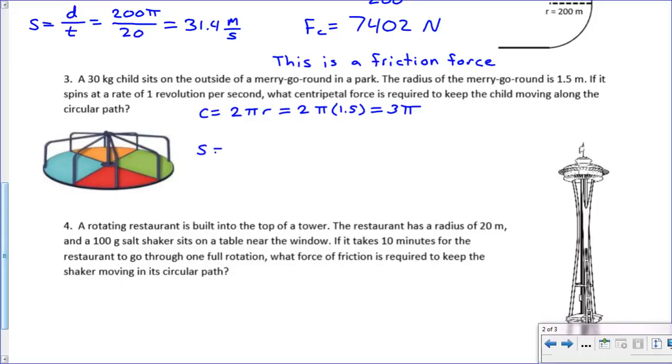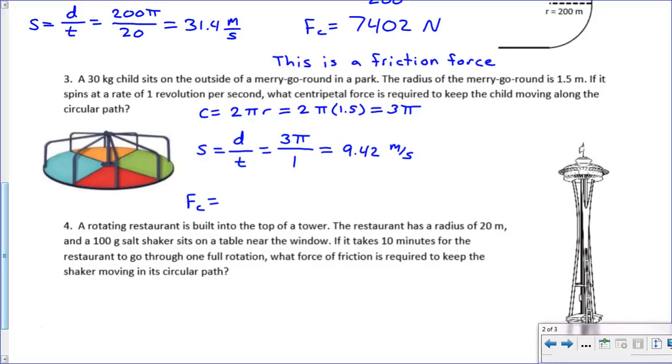we do distance over time. We know the distance it traveled is all the way around the circle, which is 3 pi. And we also know that it took 1 second to do it. And then when we get that for our speed, we get 9.42 meters per second. Then the last thing we need to do is plug this into the Fc equation.